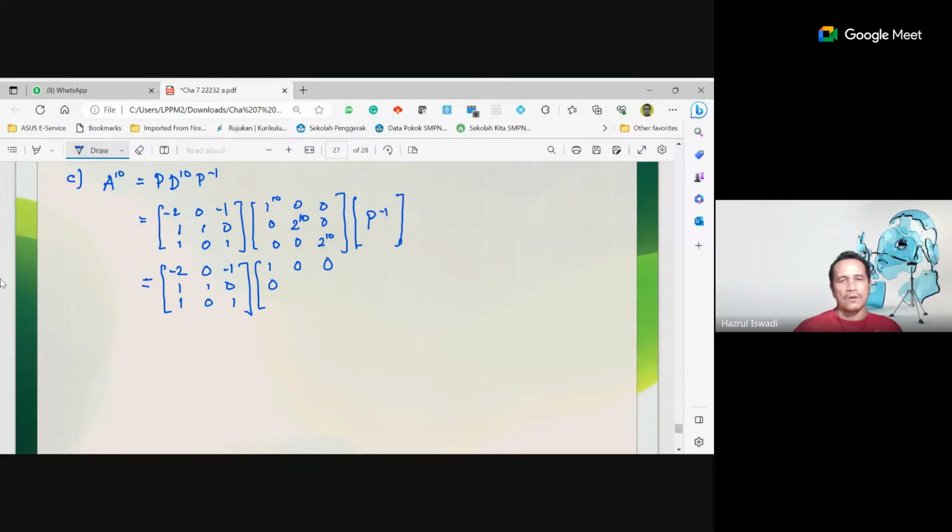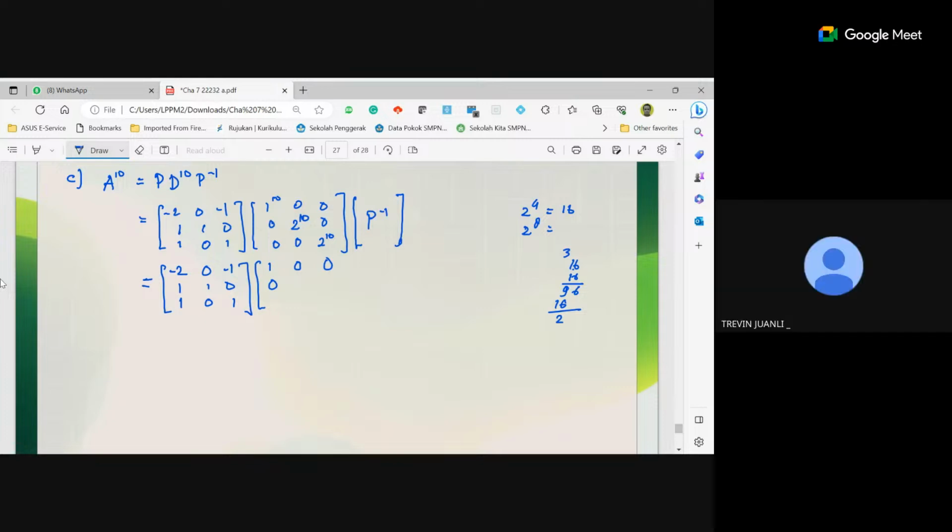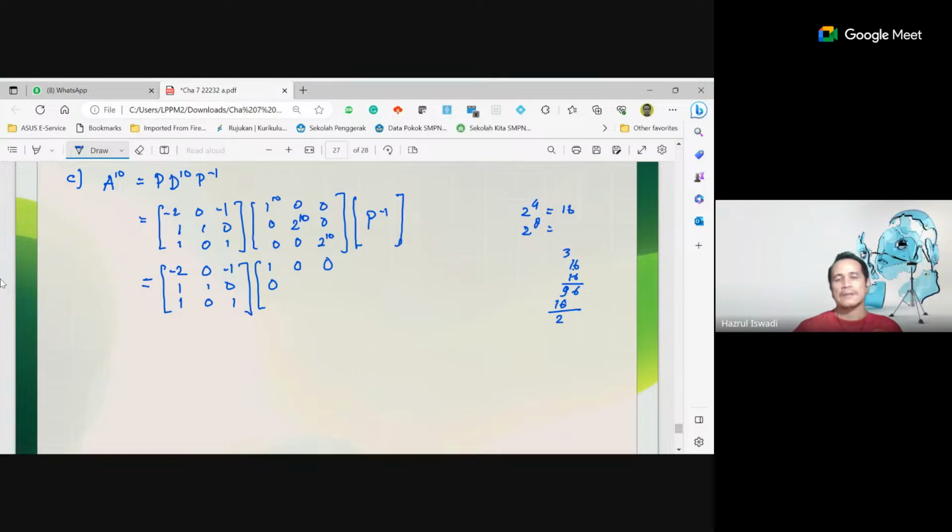What is 2 to the power of 10? 2 to the power of 4 is 16, 2 to the power of 8 is 256, and 2 to the power of 10 is 1024. So the diagonal has 1, 1024, 1024, and we are still finding P inverse.